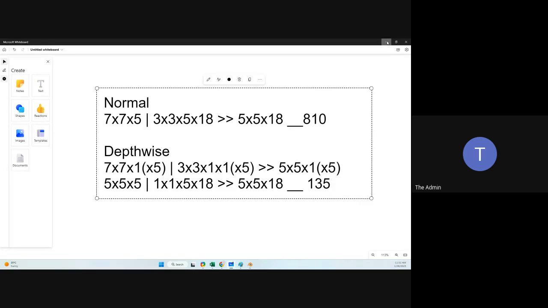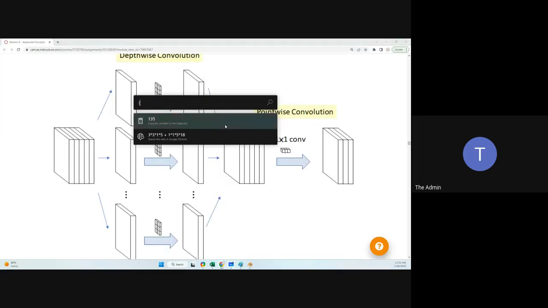Right, and now let's do it for an even bigger number, and let's see what happens. So normally I would have used a 3 cross 3 cross. Let's say I'm getting 32 input channels, and I want to convert that into 64 output channels. Here, in our case, what will we do? 3 cross 1, 3 cross 1 cross 32, plus 1 cross 32 cross 64. We have a 7.89 times reduction.